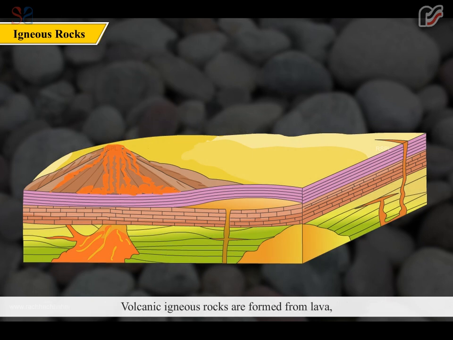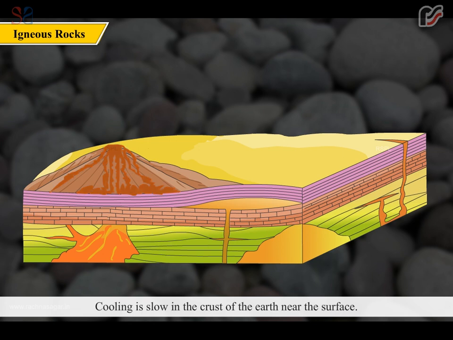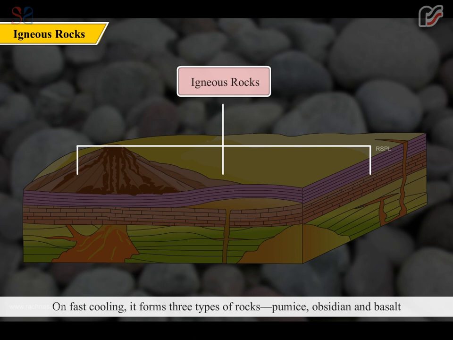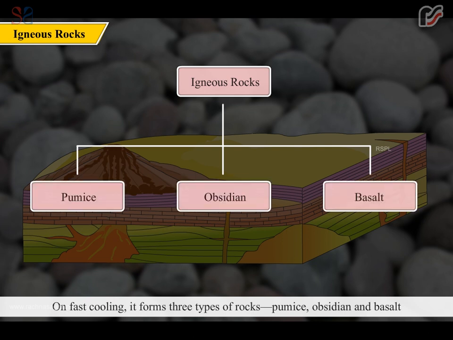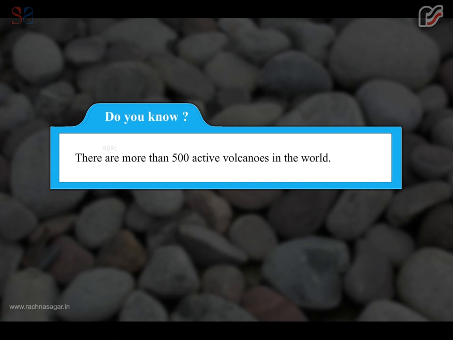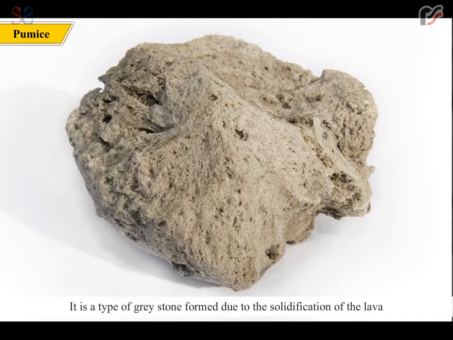Volcanic igneous rocks are formed from lava, which comes out of deep inside the Earth through volcanoes. Cooling is slow in the crust of the Earth near the surface. On fast cooling, it forms three types of rocks: pumice, obsidian, and basalt. Whereas on slow cooling, it forms granite. Do you know there are more than 500 active volcanoes in the world?